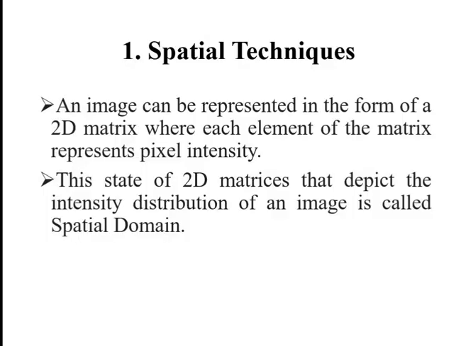The first technique used for segmentation is the spatial technique. An image can be represented in the form of a 2D matrix where each element of the matrix represents pixel intensity. This space of 2D matrices that depict the intensity distribution of an image is called the spatial domain.